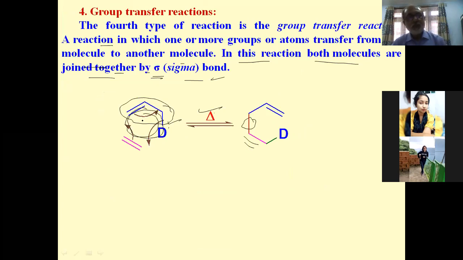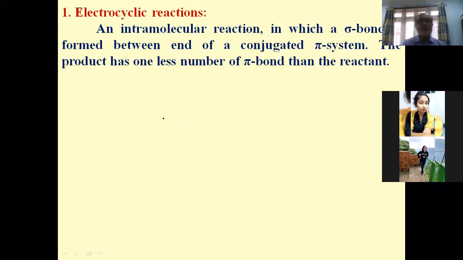All right. So this is your simple definition of all these different classes of pericyclic reactions. Now let us take them one by one. First one is the electrocyclic reaction. Already we have covered what an electrocyclic reaction is: an intramolecular reaction in which a sigma bond is formed between the ends of a conjugated pi system. The product has one less pi bond than the reactant.